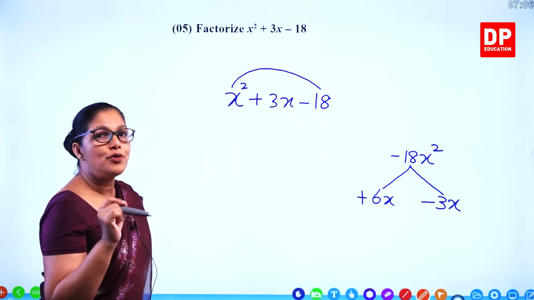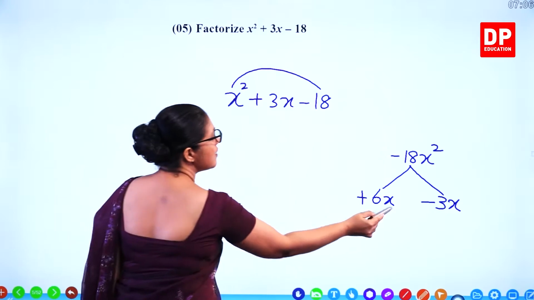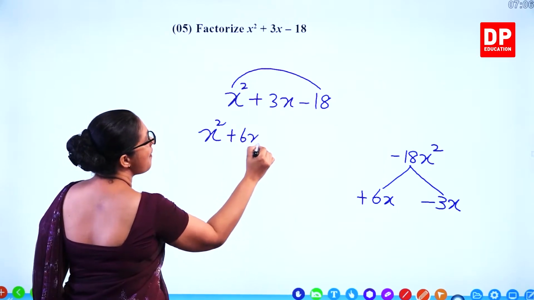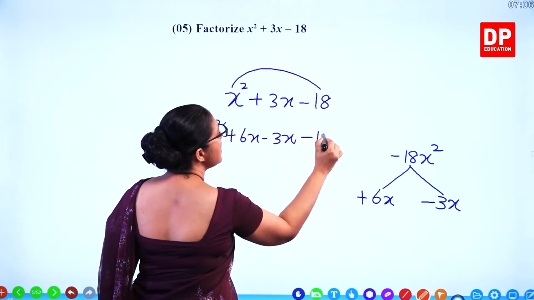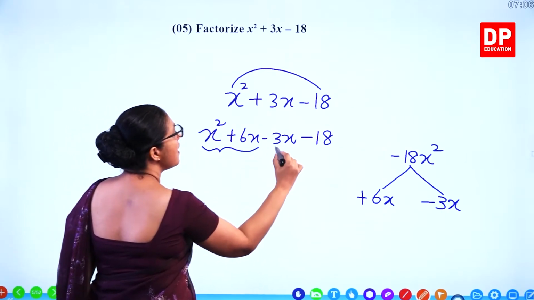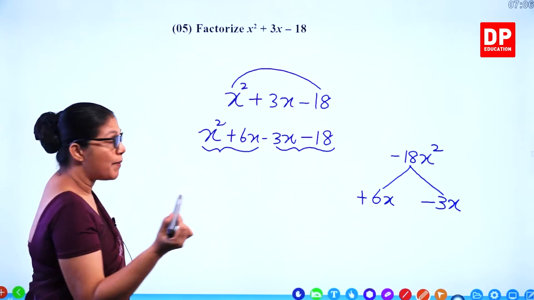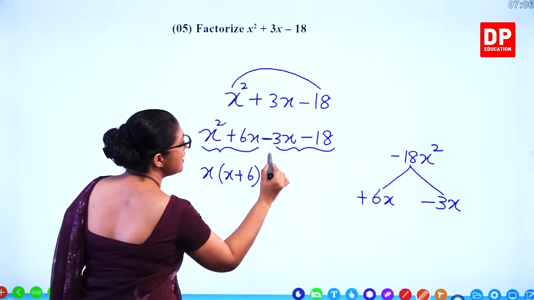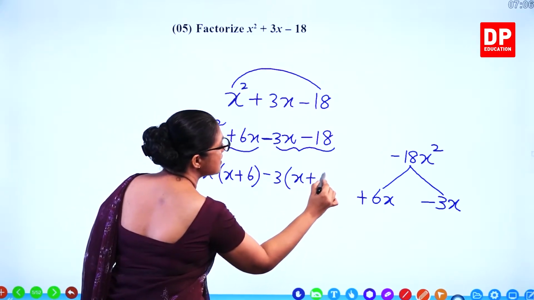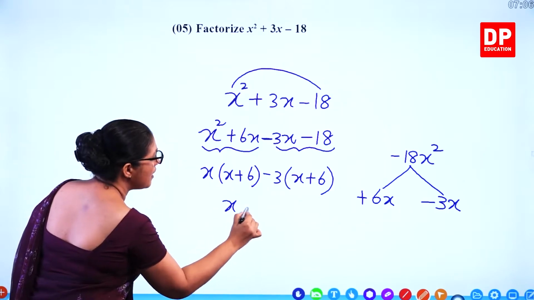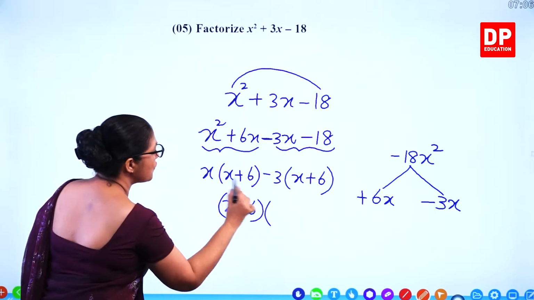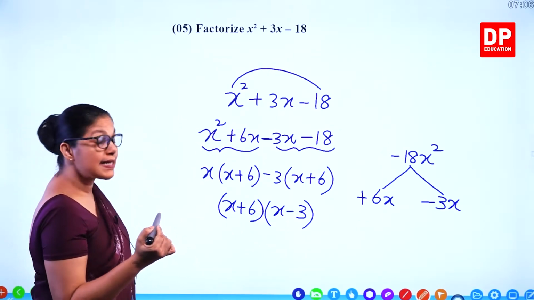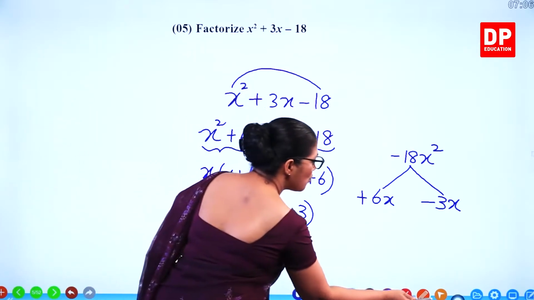So what you do, you take the middle term and split it into 2 factors. So you get x squared plus 6x minus 3x and this minus 18. Then take the first 2 terms separately and the last 2 separately. Take the common term x out. You get x plus 6. Here, minus 3 is common. X plus 6. Now x plus 6 is common again, and take it out. What's remaining? X minus 3. So the factors are x plus 6 and x minus 3. So you get 2 marks for that.